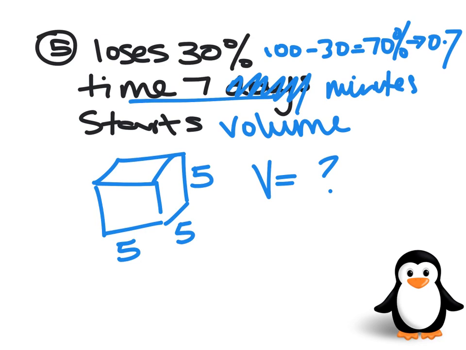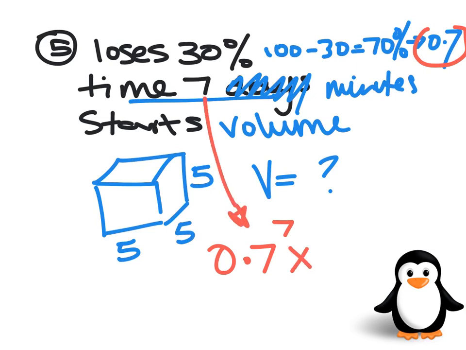How much will be left after 7 minutes? We take this part here, which is your multiplier, 0.7 to the power 7 for the 7 days, times your starting value, and you'll get the volume of the cube. Okay, remember it says answer to 2 significant figures. So 2 numbers in your answer, please.